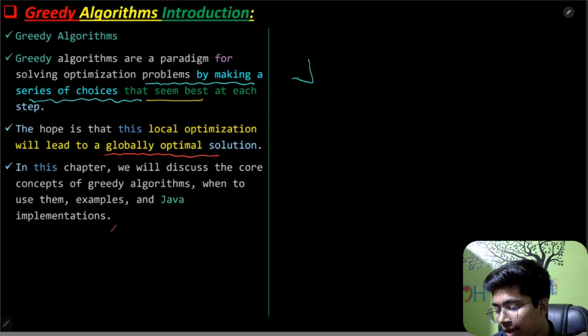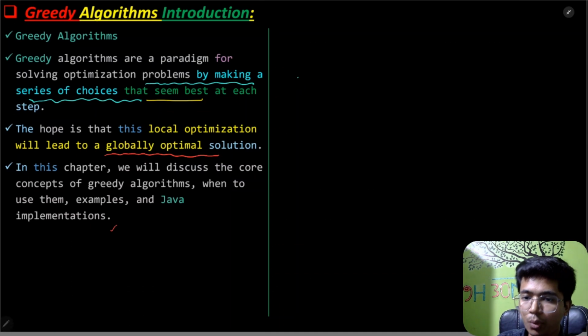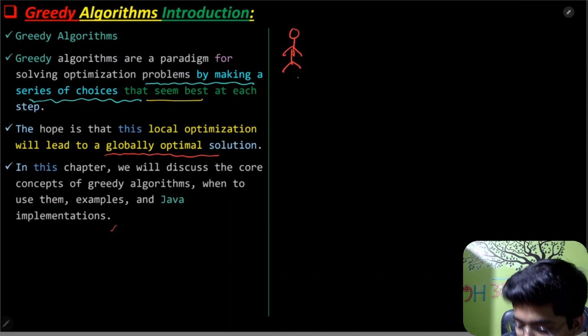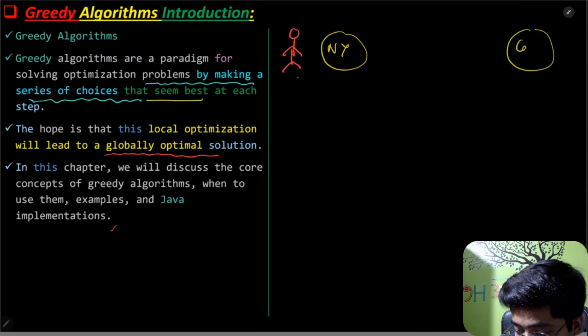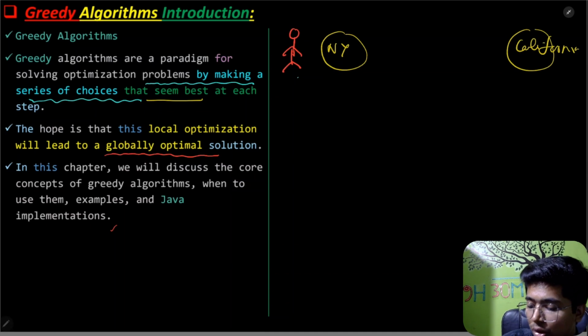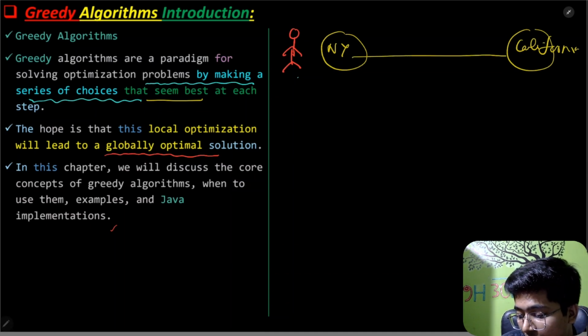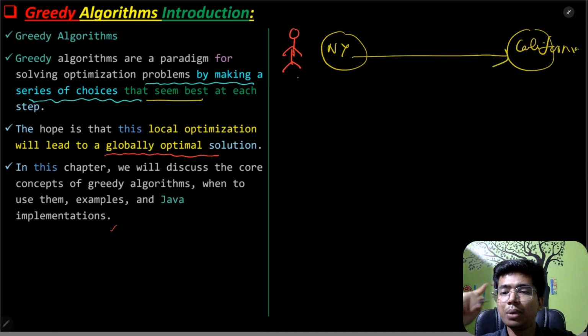Now again let's take another example to understand the greedy algorithm much better. Suppose there is a man A, and this man wants to travel from New York to California. So this is the travel way. So how can he travel from New York to California?